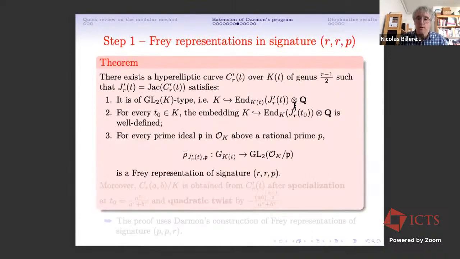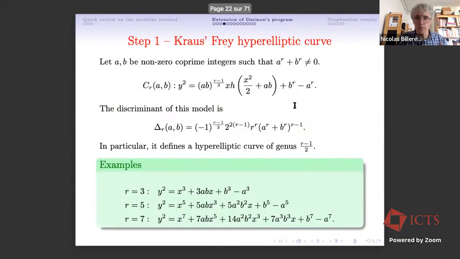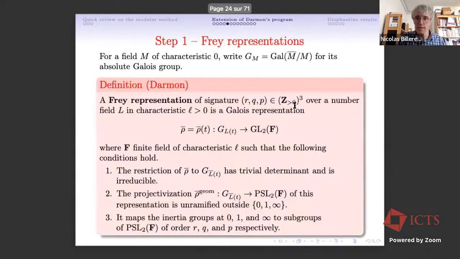So remember that now. Let me come back to the problem we had before. Let's say we want to attack the Diophantine equation x to the r plus y to the r equals some integer times z to the p. And so you take a solution. You consider this hyperelliptic curve CR of AB. I didn't mention that this hyperelliptic curve was constructed by Kraus in the early 90s.